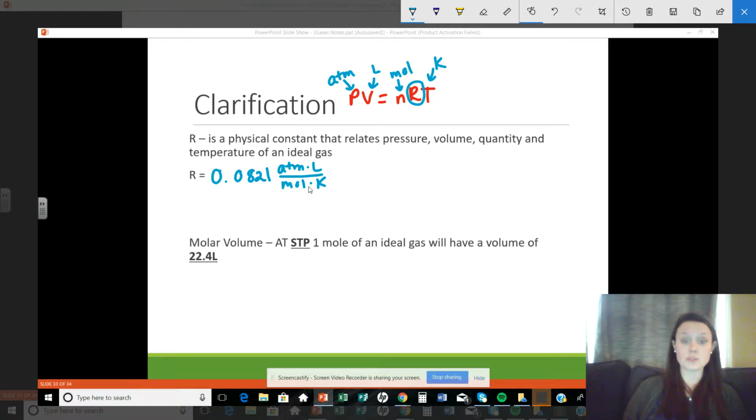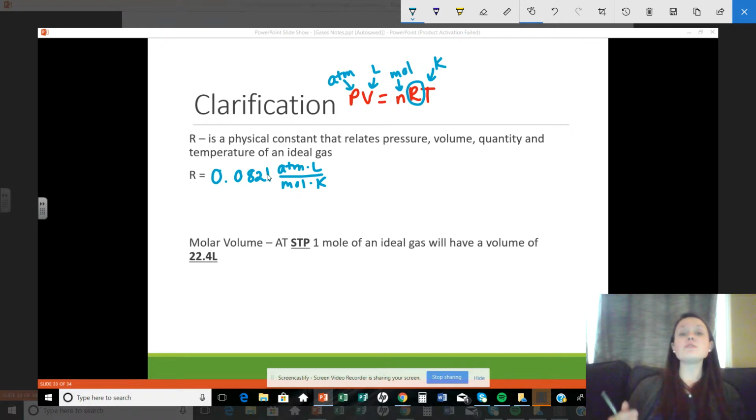The pressure unit in our gas law constant is atmospheres. We use atmospheres for our pressure variable in our equation. Liters is our volume unit, moles is our quantity unit, Kelvin is our temperature unit. If you do not have your variables in those units, but you use this value for your gas constant, you will not get the correct answer.